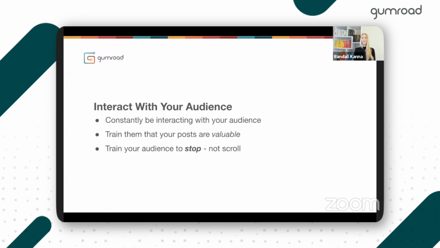So first of all, constantly be interacting with your audience. So if you're on Twitter, I want you to respond to every comment that you get. And this might kind of get overwhelming, so you don't have to do every single comment, but aim to do that. And if you get DMs asking you questions, I want you to be responding to all of them, and I want you to be actively helping people.